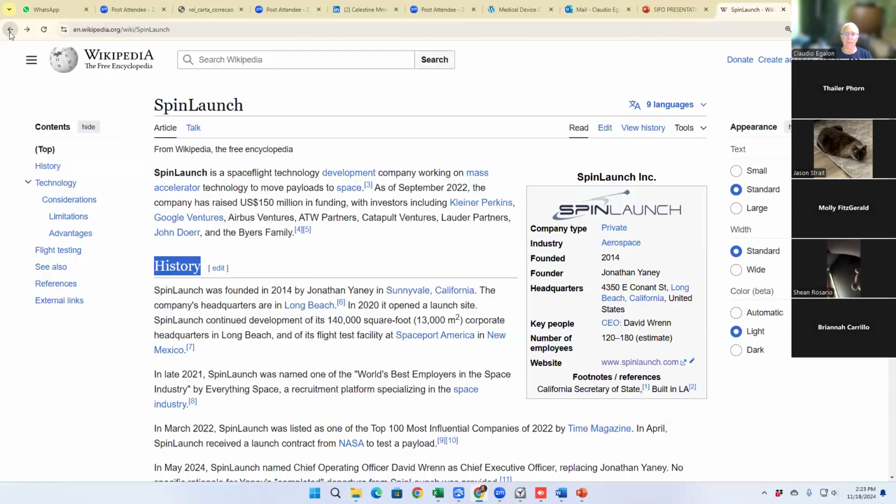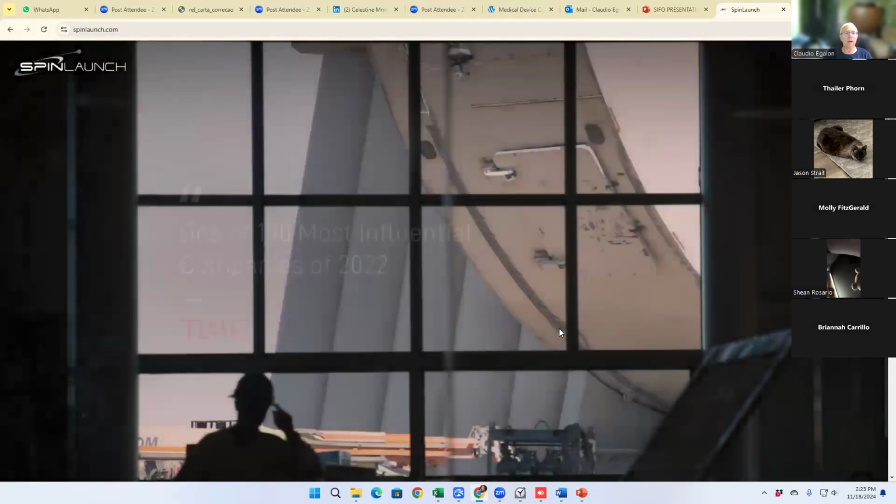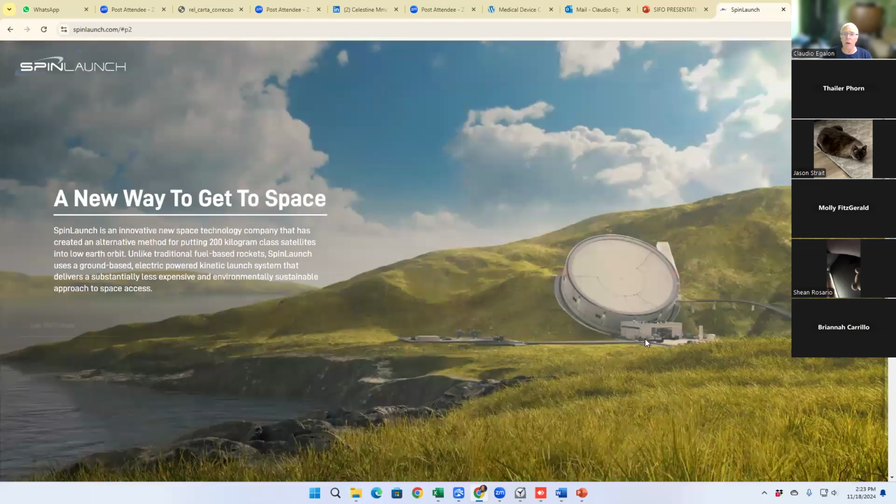Let's see if we can have a better video so you can understand. Okay, here is the centrifuge that I'm talking about. They have vacuum inside the centrifuge. The payload, the rocket, gets out from this barrel right here. A new way to get to space.